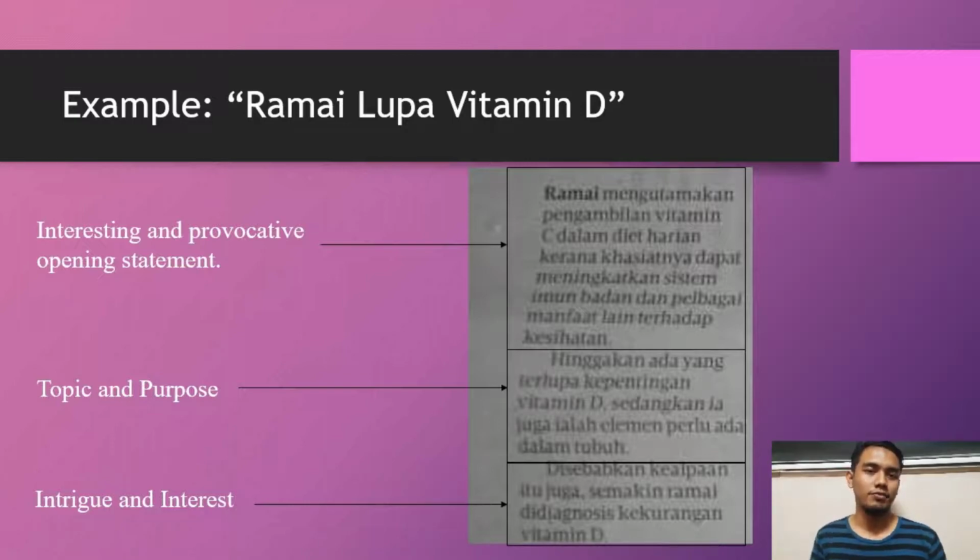The next step is we can write something that intrigues and interests the readers to read the feature writing. For example, here it wrote that after people have been diagnosed, it shows that most people lack vitamin D.